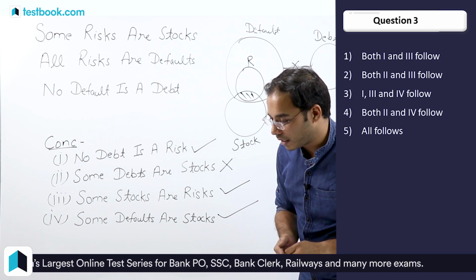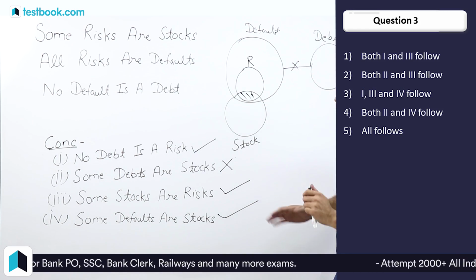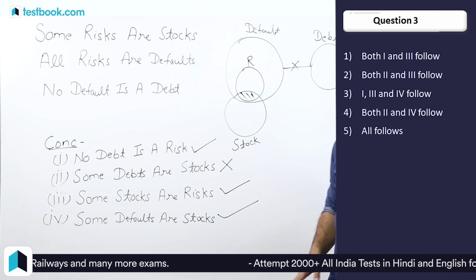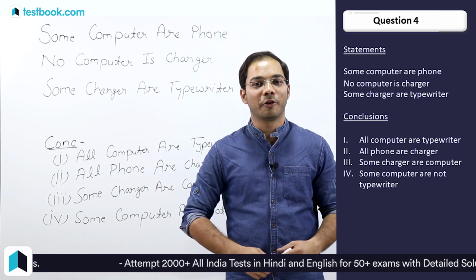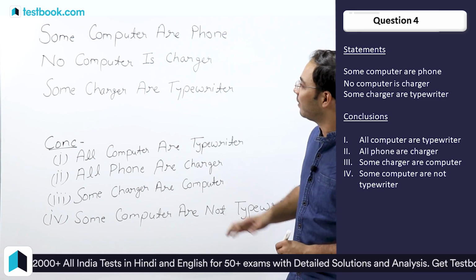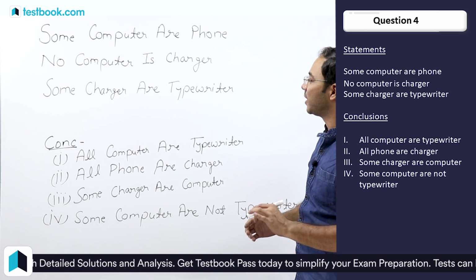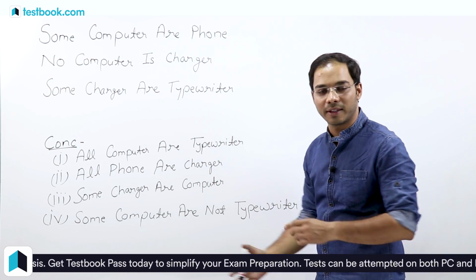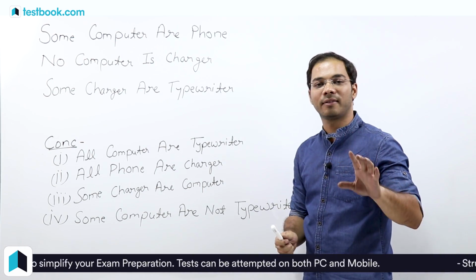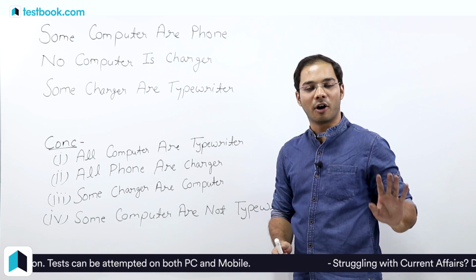Now in option number 3, it is given that 1, 3 and 4 follow. So that will be our correct option. In our fourth question, our statements are: some computers are phones, no computer is charger, and some chargers are typewriters. We will start with "some" because there is no statement which is starting with "all".